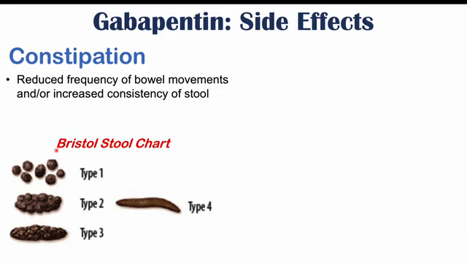So if we were to actually look at the Bristol stool chart, type 4 is going to be normal stool, and the types that essentially have less water content, so type 1, type 2, and type 3, are going to be what we would call constipation. So what's going to often happen is that the consistency of the stool is going to become very hard and firm, or the patient is going to have fewer bowel movements. This has also been estimated to affect 1 to 5% of patients.